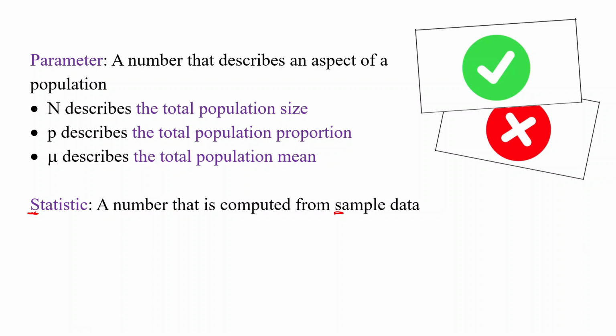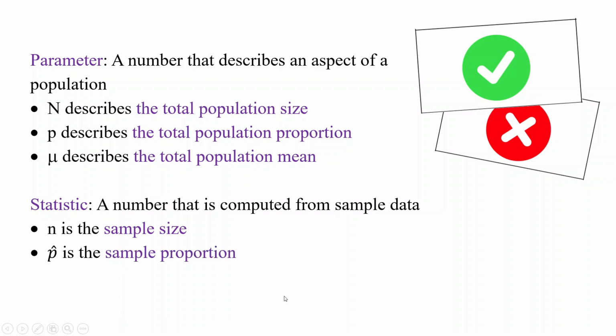Statistic comes from a sample, and the numbers we get from a sample include lowercase n, which is the sample size. It includes p hat, which is the sample proportion. So that's how we pronounce that symbol, p hat. That's our sample proportion. And x bar is going to be our sample mean. Again, we're not working with means quite yet, but I wanted to put this in here to summarize parameters and statistics for you. P hat is going to be the sample proportion we are going to be focusing on.